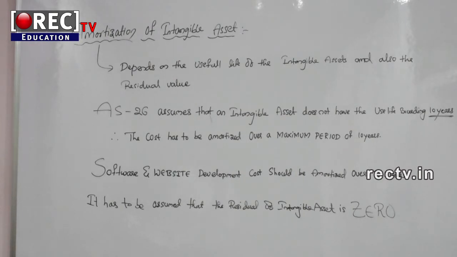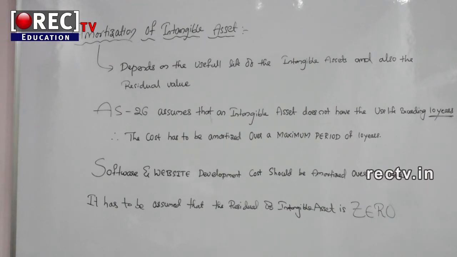Next, software and website development cost should be amortized over a period of 3 to 5 years. For all intangible assets we have taken a period not exceeding 10 years, but software and website development cost is given only 3 to 5 years. Why? Because it is related to technology, and technology keeps on changing.